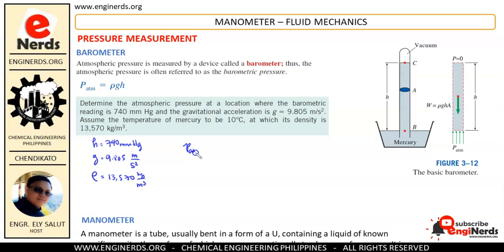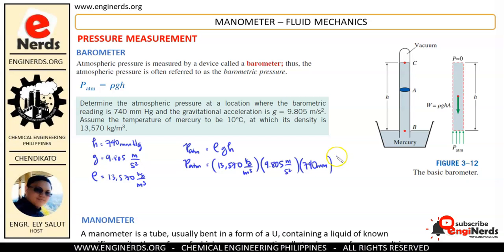So we have the atmospheric pressure is equal to rho g h. The atmospheric pressure is equal to the density of the mercury, which is 13,570 kg per cubic meter, times the acceleration due to gravity, which is 9.805 meter per second squared, and then our pressure head, which is 740 mm mercury. We don't need to mention the mercury here because we already considered that as the type of our fluid. But since this is in millimeter, we will convert this into meters now.